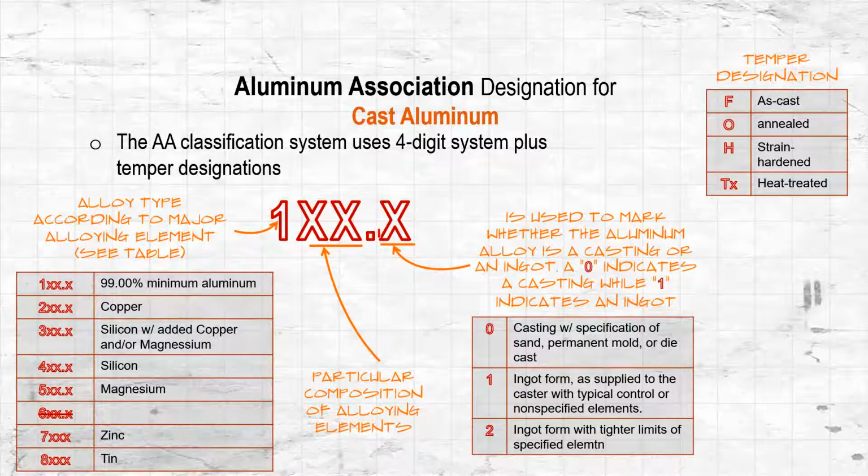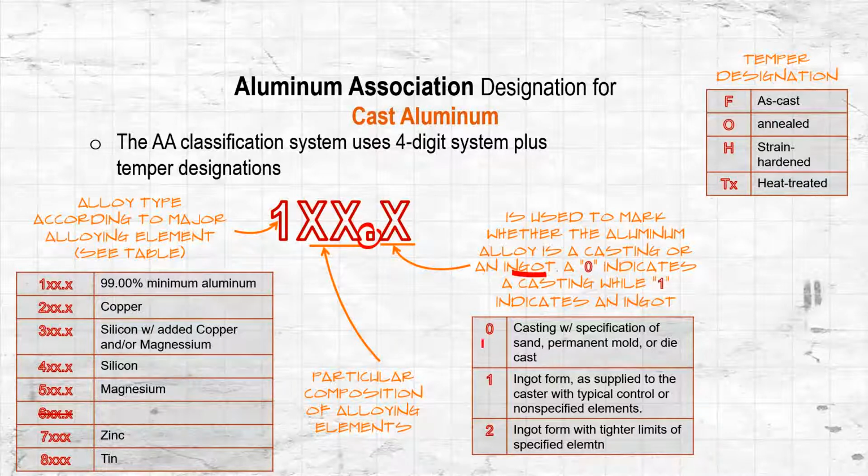For the cast aluminum, we have this designation. It's also a 4-digit designation, except that it has a decimal point right here. This one is almost the same, except that for the 6000 series, this is not much used. These 2 digits are a particular composition of alloying elements, and the last digit after the decimal point is used to mark whether the aluminum alloy is a casting or this one.